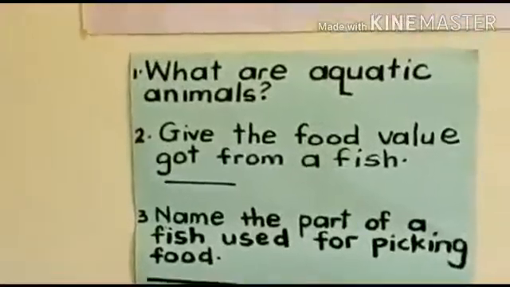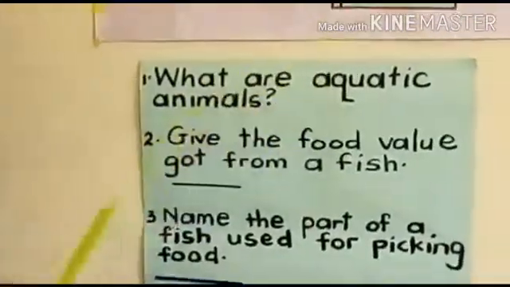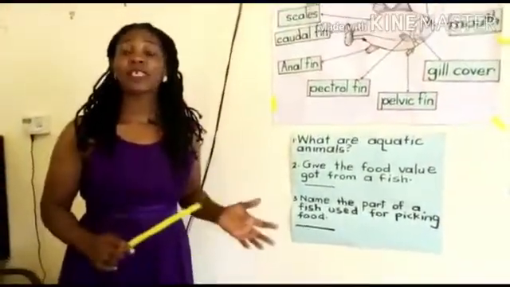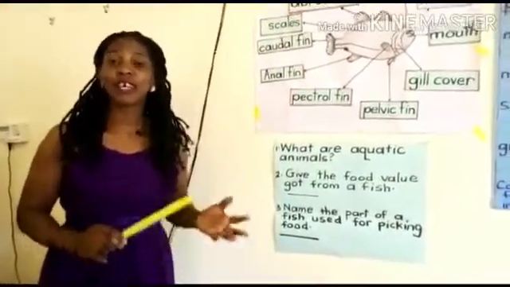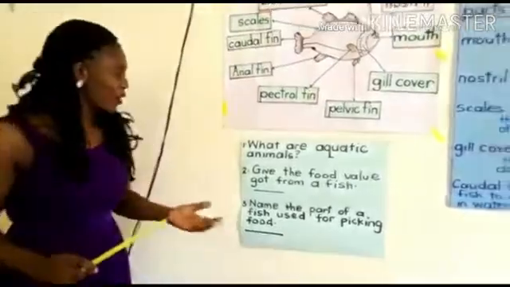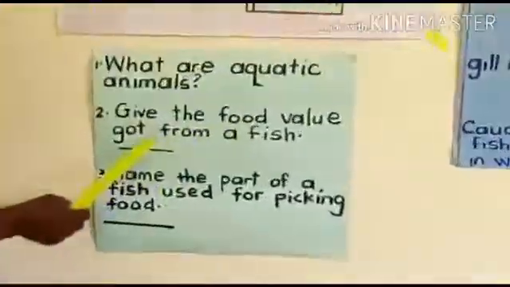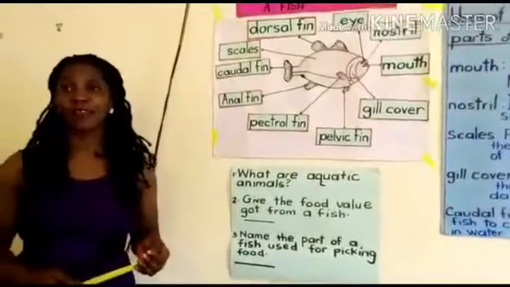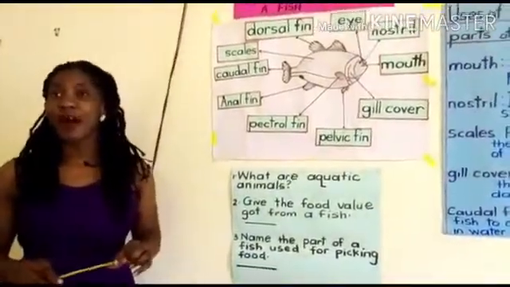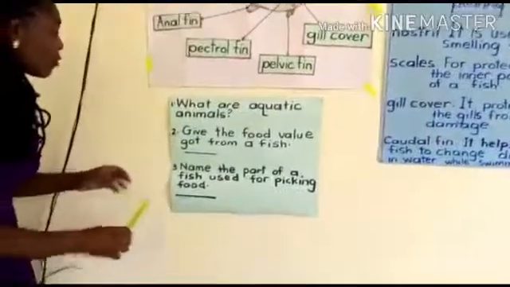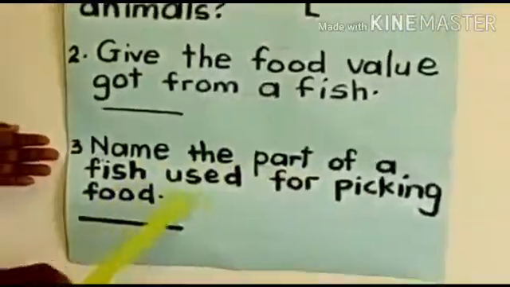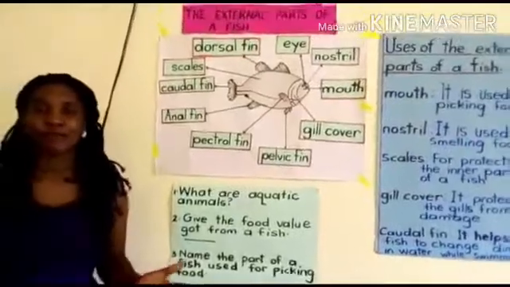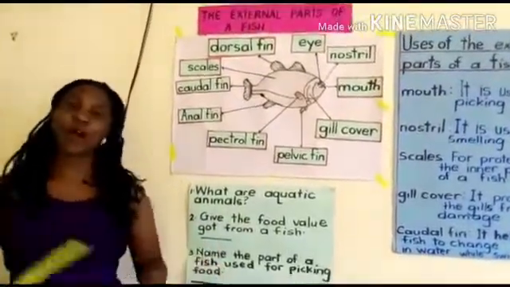First, on number 1, what are aquatic animals? Yeah, aquatic animals are animals that live in water. Very good. Give the food value got from a fish. Who can give us that answer? Yes, Jeremiah. Proteins. That's beautiful. Name the part of a fish used for picking food. All of us. It is the mouth.